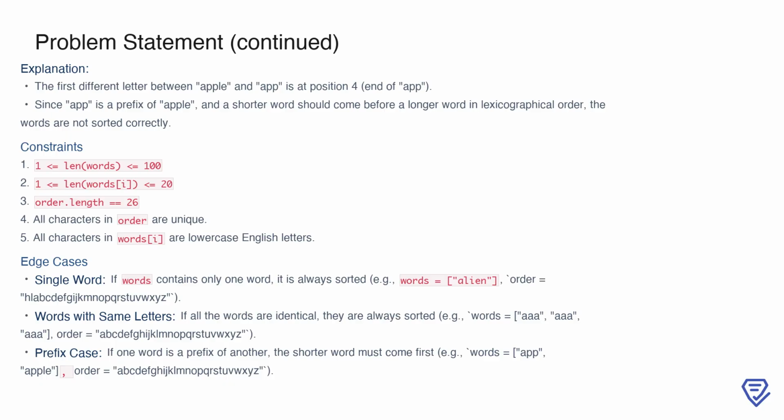Finally, consider the case where the input includes apple, app, and the order is the standard English alphabet, a b c d e f g h i j k l m n o p q r s t u v w x y z. Here, the shorter word app is a prefix of the longer word apple. Lexicographically, a shorter word should always come before a longer word if their shared prefix is identical. However, in this case, apple appears before app, which violates the sorting rule. Therefore, we return false. The constraints of the problem ensure that all characters in order are unique, and the edge cases to consider include single word lists, identical words, and prefix relationships. These details should guide us as we verify the sorting of the given words.